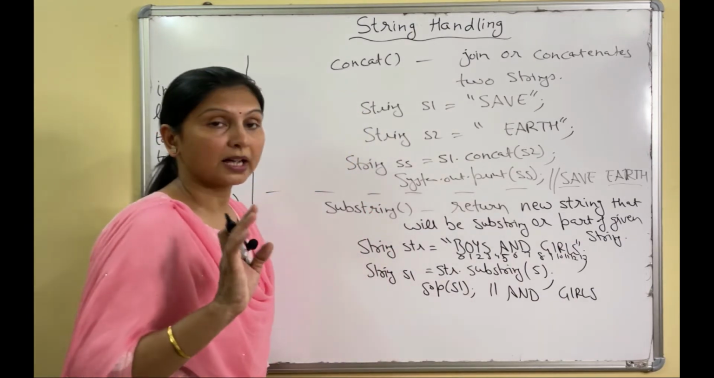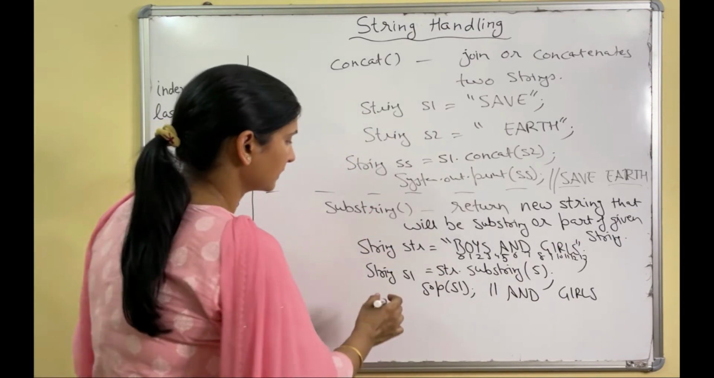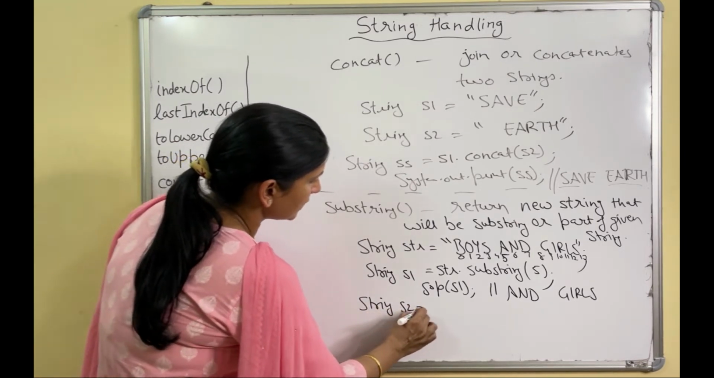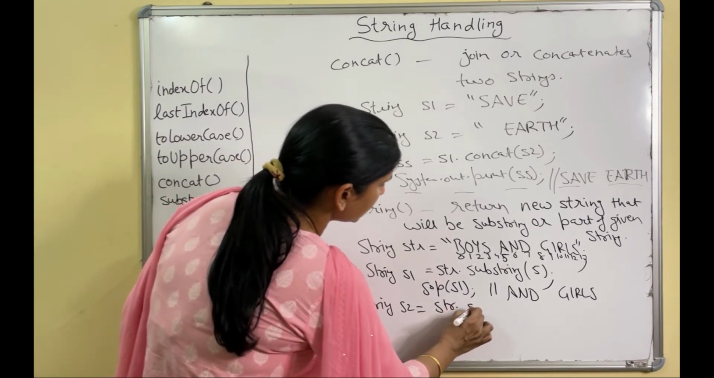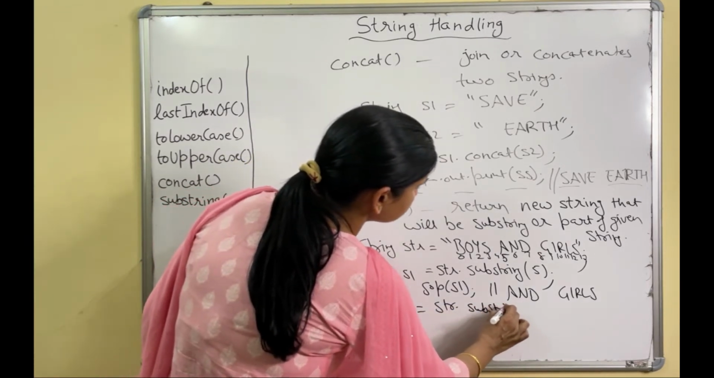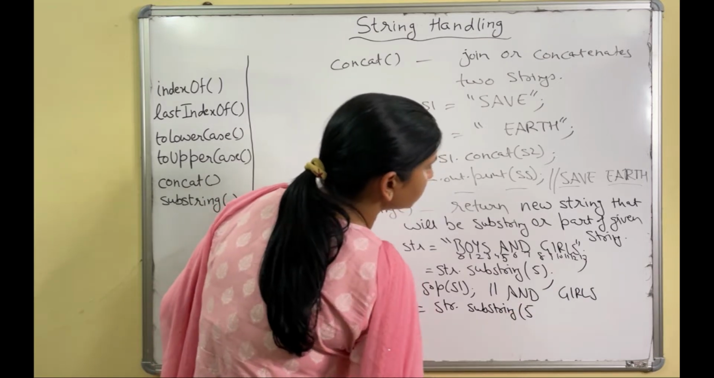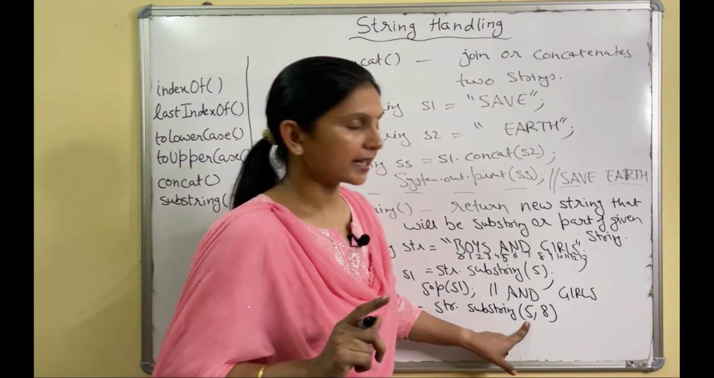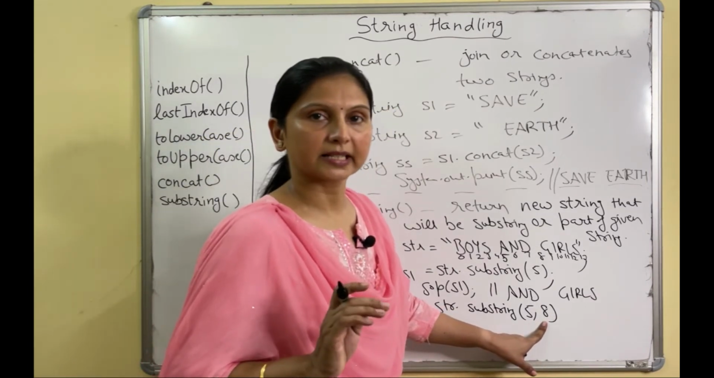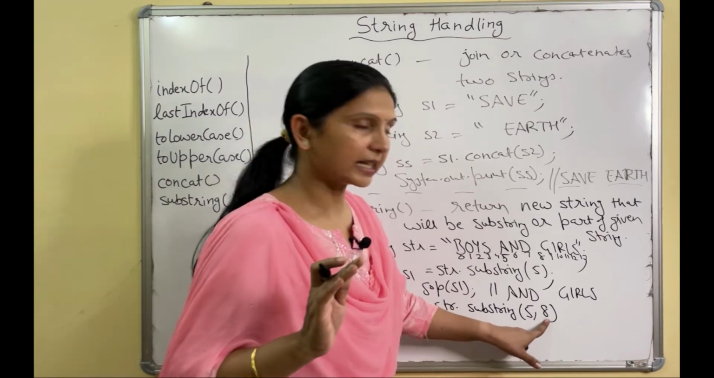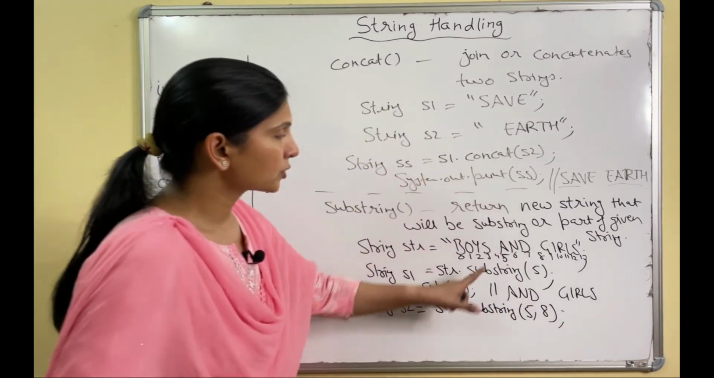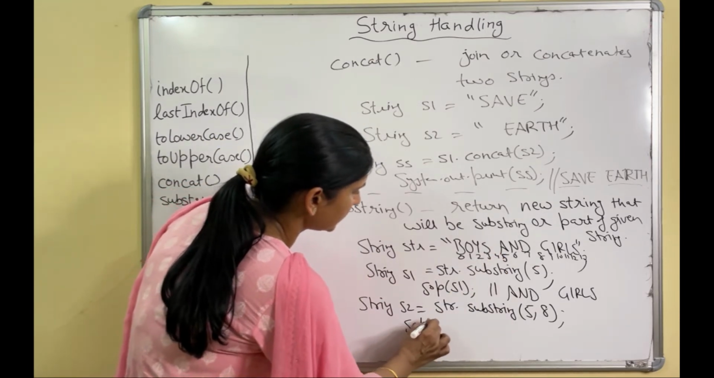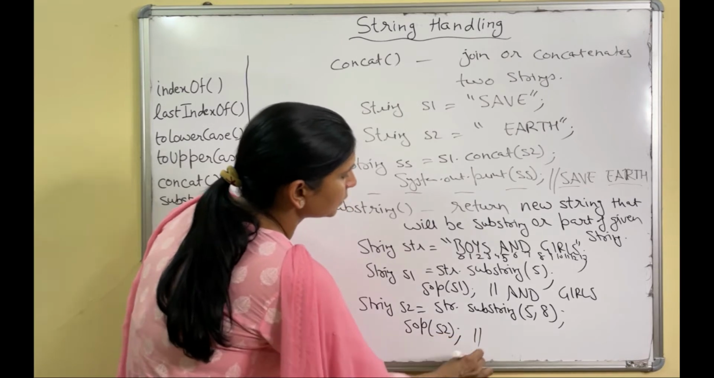But if I pass 2 arguments, then say string s2 equals str dot substring, and I am giving here 5, 8. So 5 will be the starting index and 8 will be the end index. कहाँ से कहाँ तक चाहिए तुम्हें? 5 से 8 तक. So what will be returned? Let me display it here. If I display s2, what will be displayed?